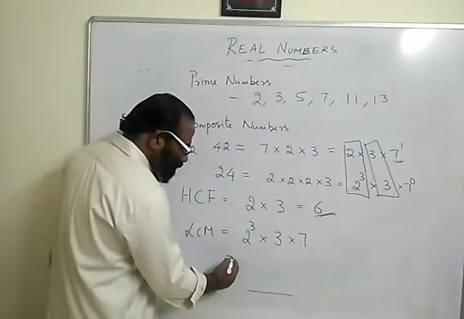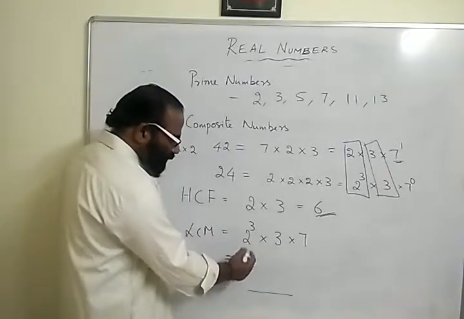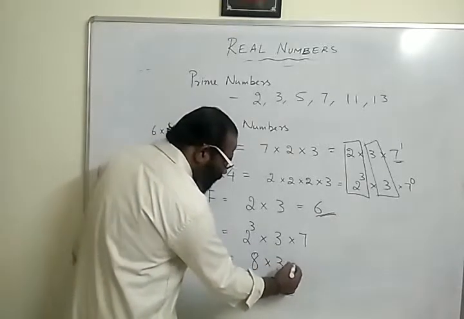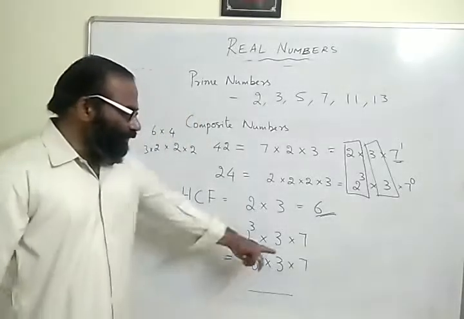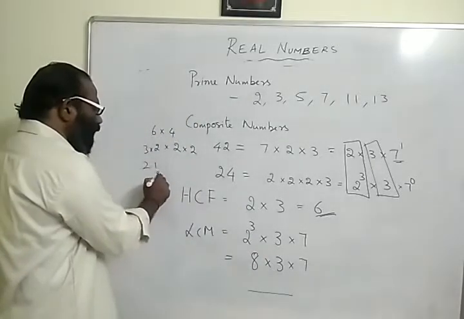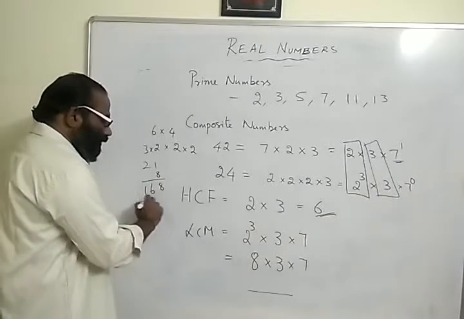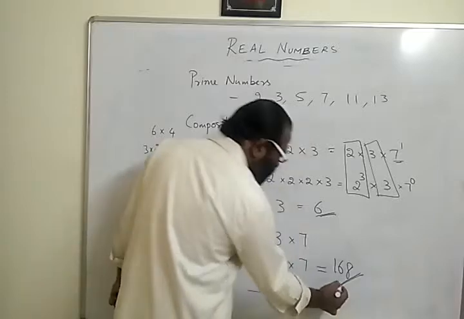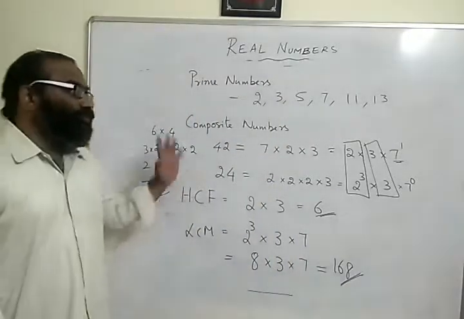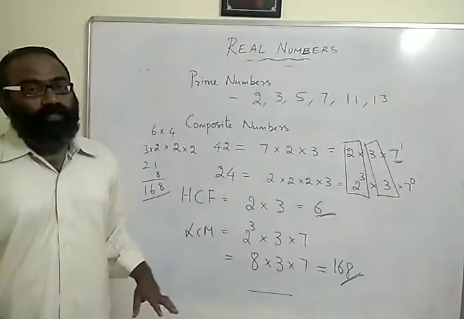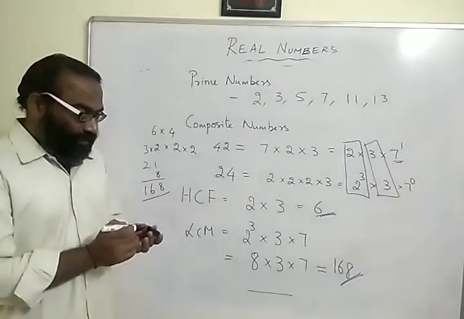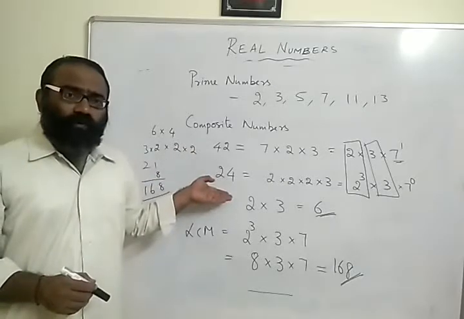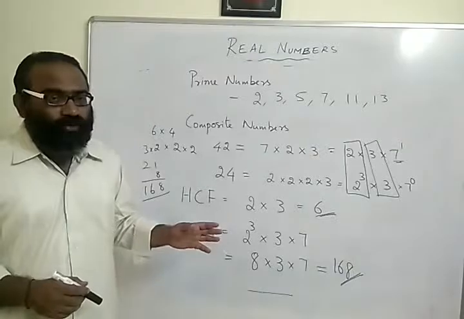So then this becomes 2 cube is 8 into 3 into 7. 7 3s are 21, and 21 into 8 is 168. So the LCM is 168. So these are things which we knew earlier, how to find the HCF and the LCM given two numbers, or HCF, if you're given more numbers, the same process is to be used.